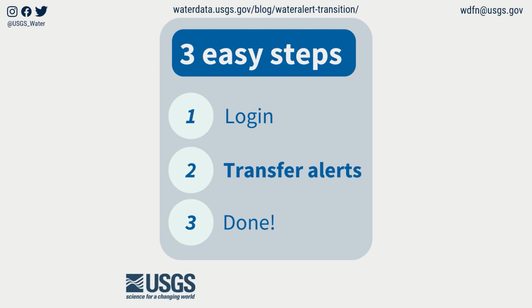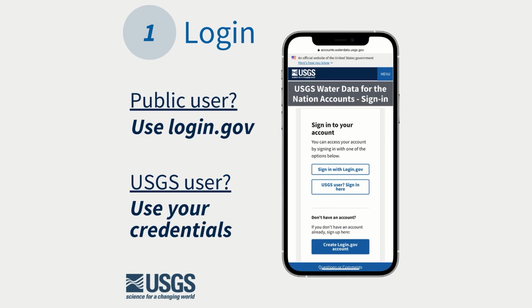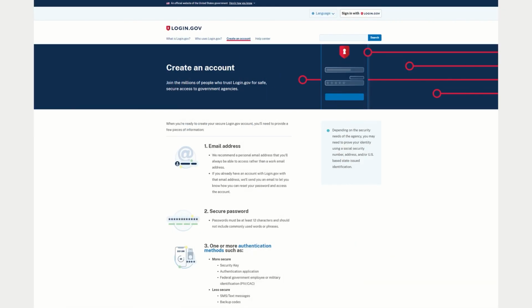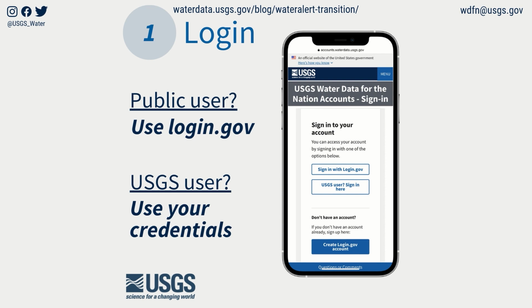Users will take 3 easy steps to transition their legacy alerts into NextGen WaterAlert. Users will log in, transfer their alerts, and then check their new account. That's it. When logging in, users will have 2 choices. If you are a public user, you will use login.gov, the public's one account for government services. It takes a few moments to create an account through login.gov and only 3 pieces of information: your email address, a secure password, and 1 or more authentication methods, such as a code sent via text. If you are an internal USGS user, you will use your Active Directory credentials for a simple sign-in process.